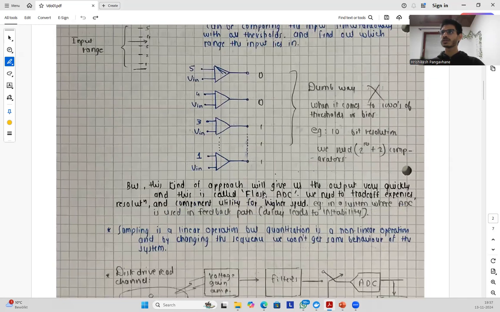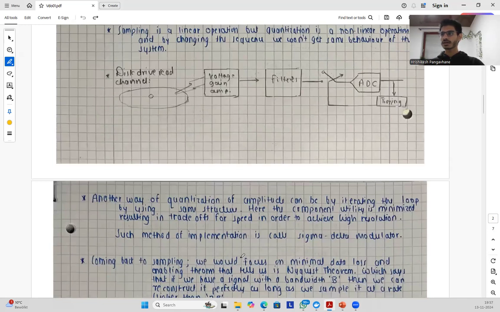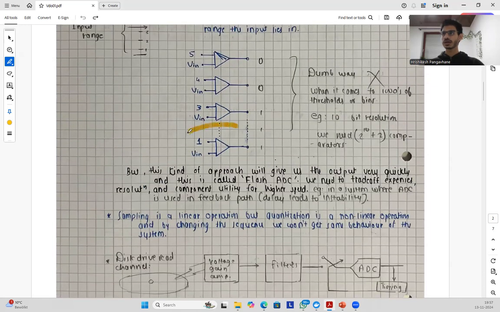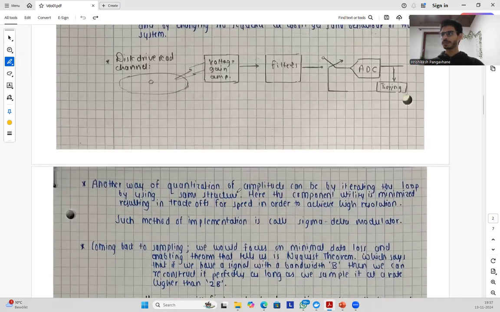So this was the way to quantize the amplitude. Another way of quantization of amplitude can be by iterating the loop. Here we were doing the operation in parallel. Now we will use this comparator, but we will iterate through the levels. When we do it by iterating the loop using the same structure, the component utility is minimized, resulting in trade-offs for speed in order to achieve high resolution. Such a method of implementation is called a sigma delta modulator, which we are going to look into.